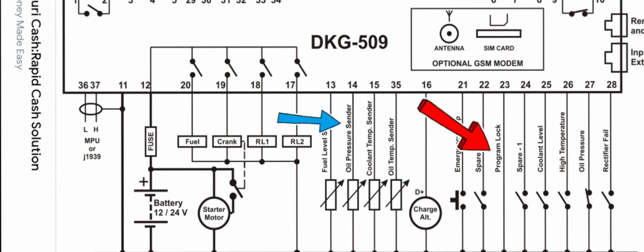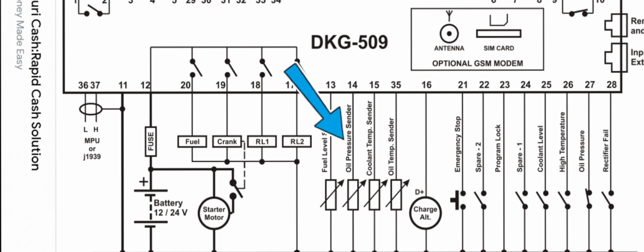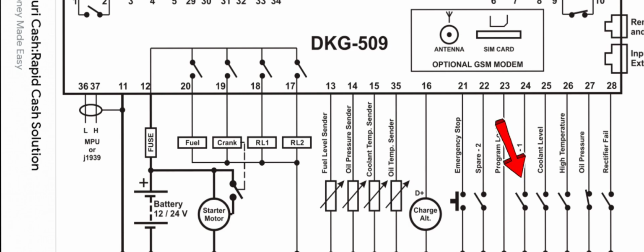On one side we have the sender, and on the other side we have the sensor. The sender is used to monitor the temperature, fuel, and oil pressure, and the sensor is used to shut down the generator if the temperature is too high, the oil pressure is low, or the rectifier has failed.